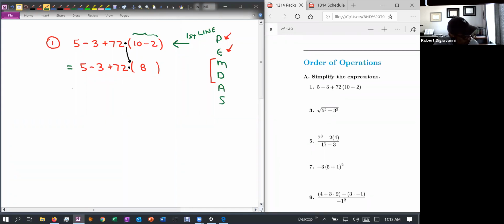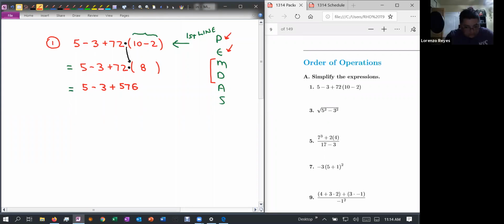So I have a new line. My 3rd line now is 5 take away 3 plus, and now I've got the 576 that I got from multiplying 72 times 8. Okay, we start order of operations over again. We don't have any parentheses. We don't have any exponents. Do we have any multiplication or division?